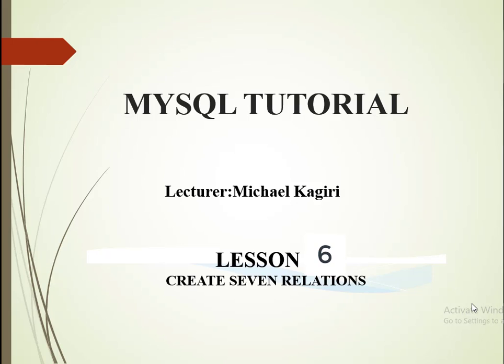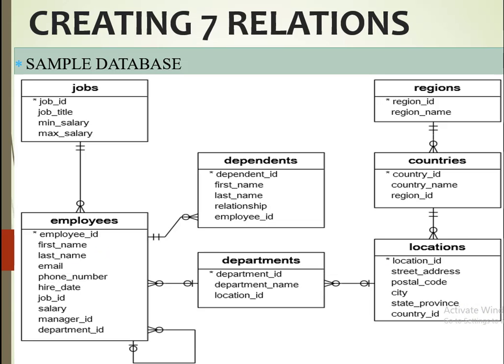We are going to be looking at an overview of the 7 relations that we shall be creating in the next several videos. Having created the human resource database, inside it we are supposed to have 7 relations. The 7 relations are as follows. We have jobs, employees, dependents, departments, location, countries, regions.